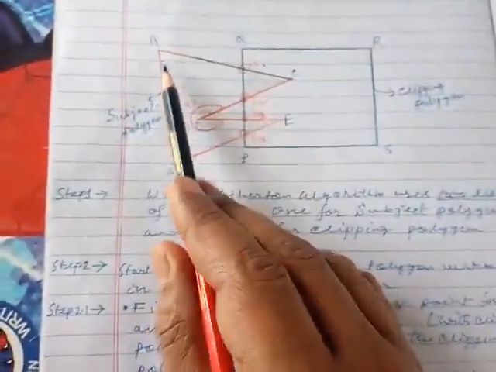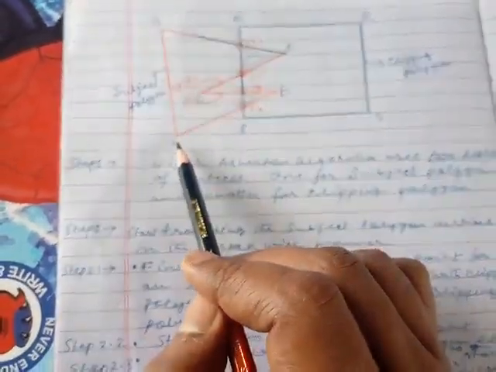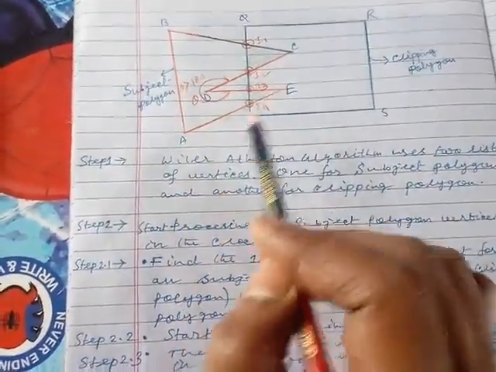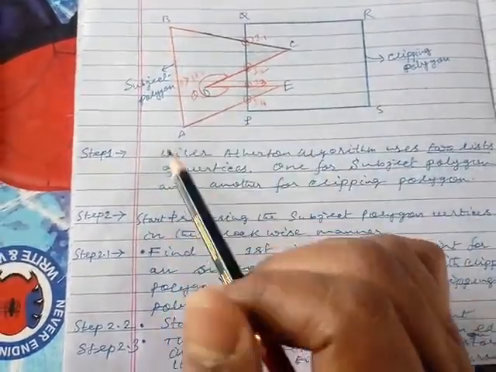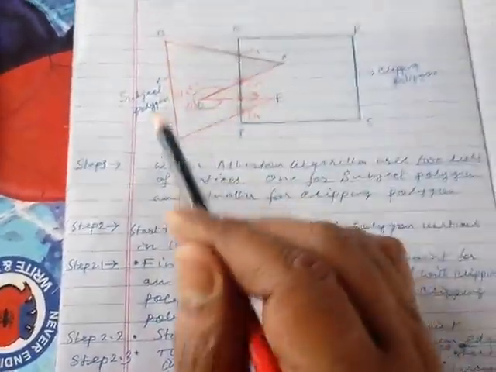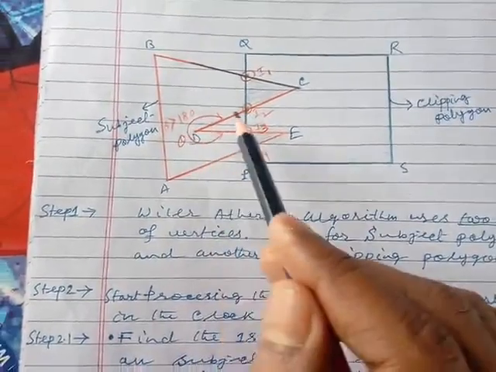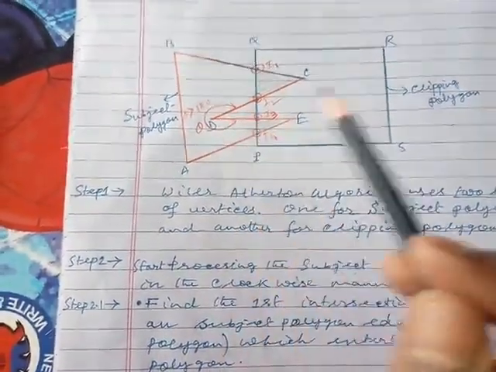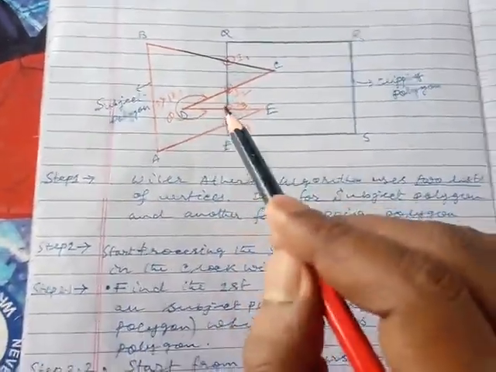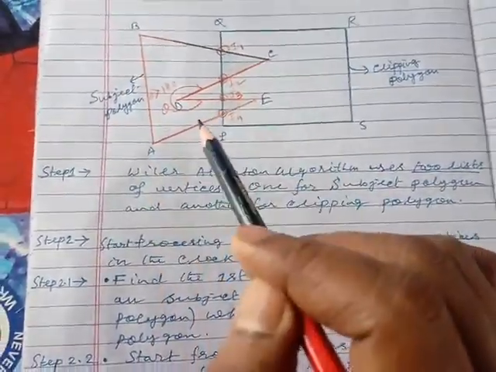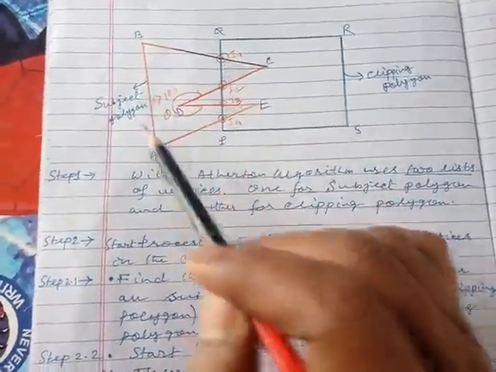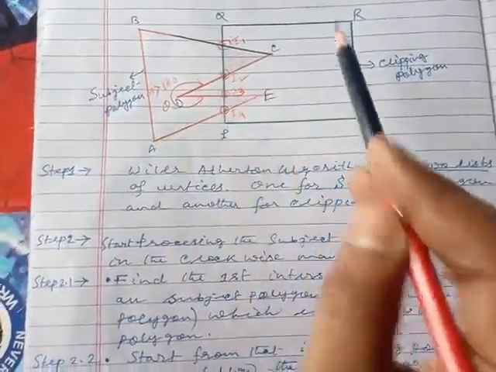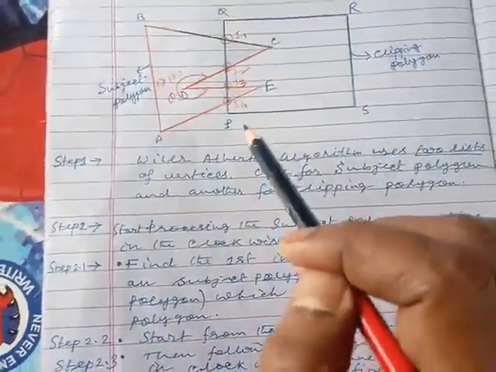So, let's consider one example. Let us consider that A, B, C, D, E is a polygon, which is of course a concave shape polygon, as it has an interior angle greater than 180 degrees. Therefore, it is a concave shape polygon. Now, with this, we will discuss how the Weiler-Atherton algorithm works. This is our subject polygon, and PQRS is the clipping polygon.